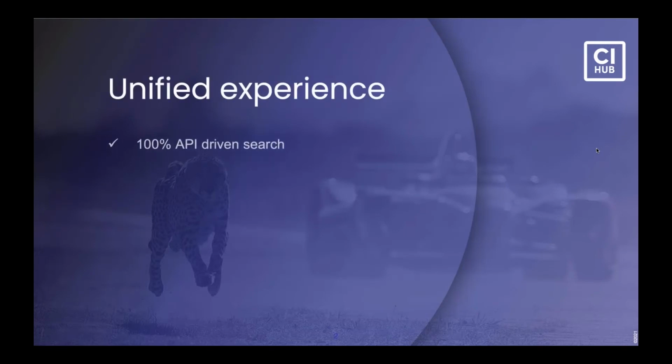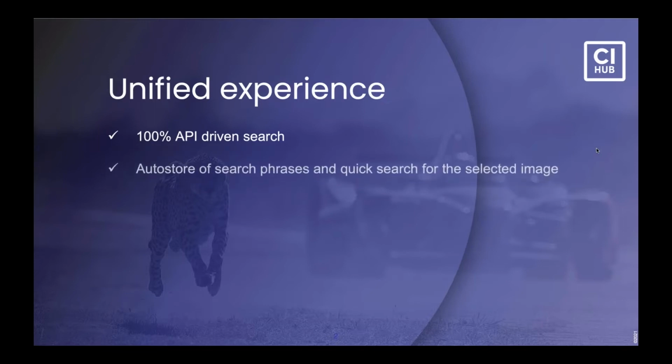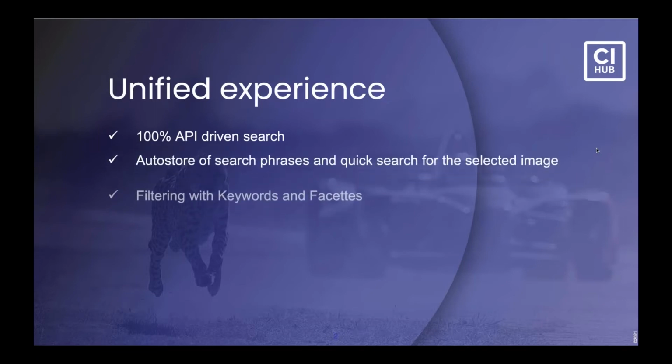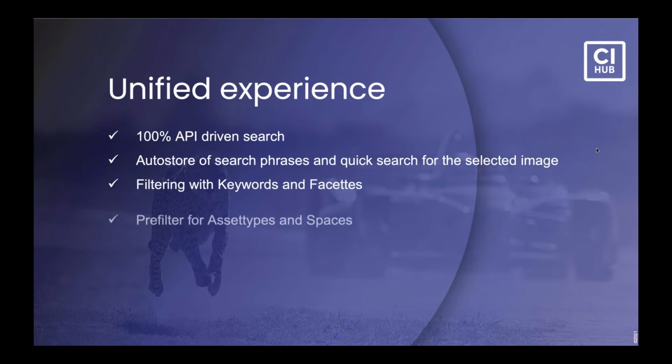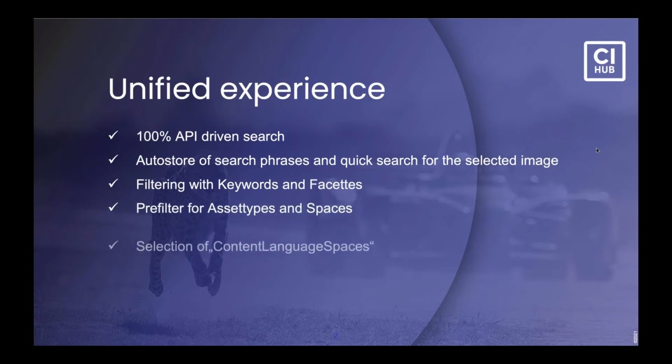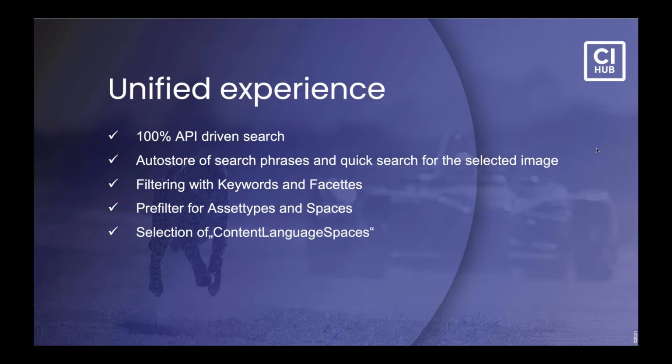So the unified user experience that really delivers the search. Whatever you can find with the same terms in your connected system, you will find in CI Hub. We will auto-store the search phrases, and there are a couple of very cool features in it to automatically search on a selected image or search on a selected InDesign or AI file. We do support the filtering with keywords and with facets. So it's very simple to get all the facets in the CI Hub, and that's completely also supporting your custom facets without any kind of configuration.